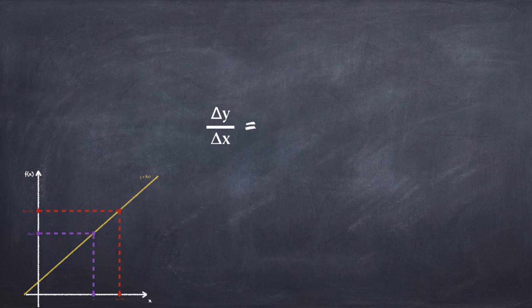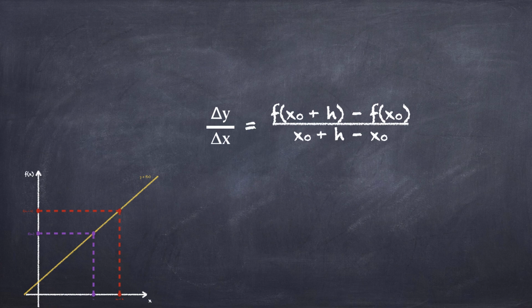Okay, so we know that, and this should also be a review, that change in y is going to be f of x naught plus h, because that's the top red point on the y-axis, minus f of x naught, because that's the bottom point on the y-axis, the purple point. And so that's going to be change in y. And change in x is x naught plus h minus x naught, because that's the difference between x naught and x naught plus h. And of course, we can simplify this. x naught cancels with x naught, and we're left with this helpful equation.